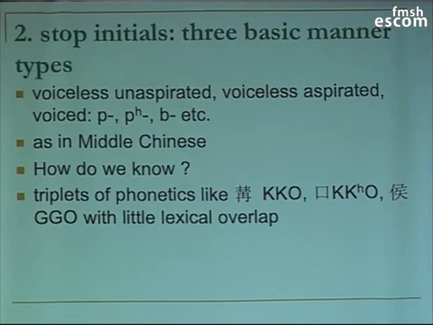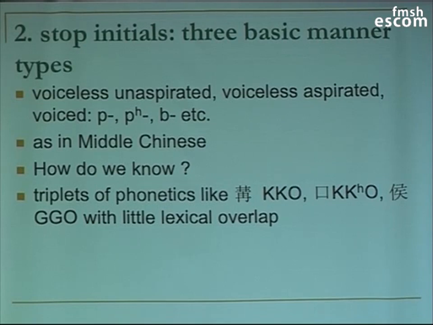So if Middle Chinese has three, and there is no obvious case of complementary distribution between any two of them, and no obvious explanation for why there are three, then you just by default reconstruct three. But we think we have found some kind of evidence that there really were three in Old Chinese, and that comes from the system of phonetics.